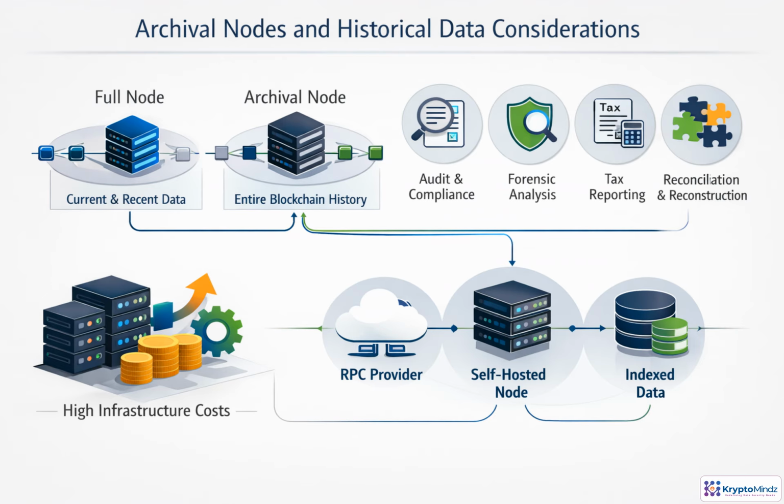A full node is usually enough for current balances, recent activity, and normal transaction processing. Some institutional workflows, however, need to reconstruct what the chain looked like at a specific past block. That is where archival data matters. Audits, investigations, tax reporting, and reconciliation may all depend on it. The trade-off is cost and complexity. Teams should decide whether an archival RPC provider, a self-hosted archival node, or an indexed database best fits the requirement.